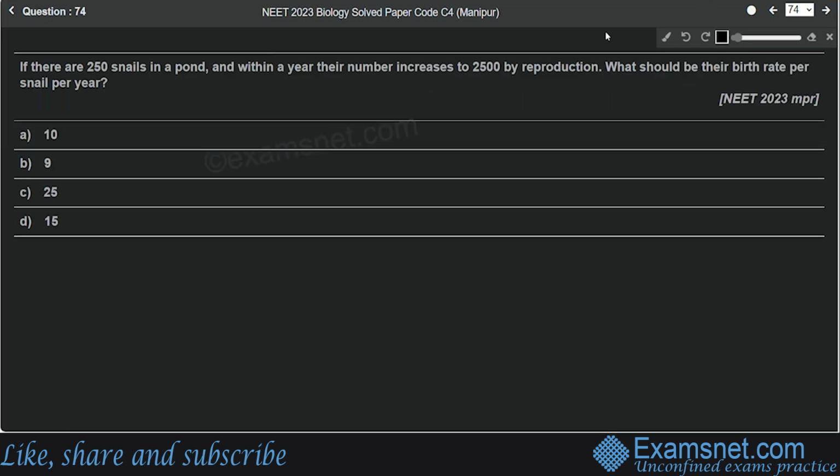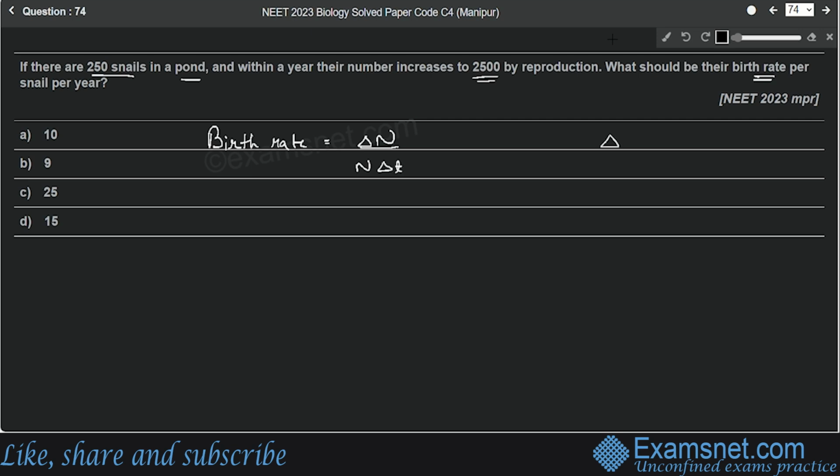Question number 74 is from the chapter Organisms and Population, and the question is: if there are 250 snails in a pond and within a year their number increases to 2500 by reproduction, what should be their birth rate per snail per year? Okay, so we know that the birth rate is given by the formula delta N upon N delta t.